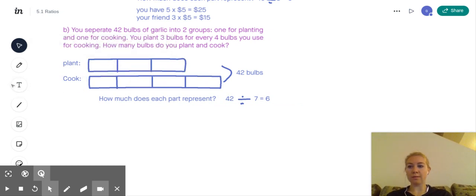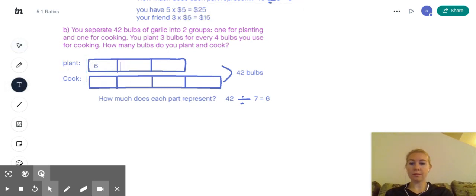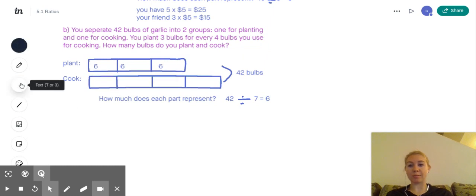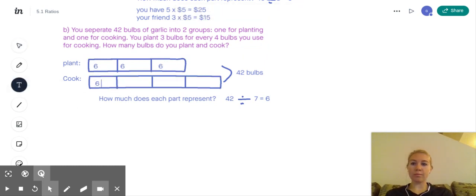So I'm going to fill that in. So this is 6 bulbs, 6 bulbs, 6 bulbs. And these bulbs, that's the pieces of garlic. That's what we're really working with, whereas last problem, we talked about dollars. So this is 6 bulbs, 6, 6. Oh, it's not letting me keep going. 6. So if we counted up all of these 6s, we should get 42 because there's 42 total, and it's broken into these 2 groups and each part is 6.